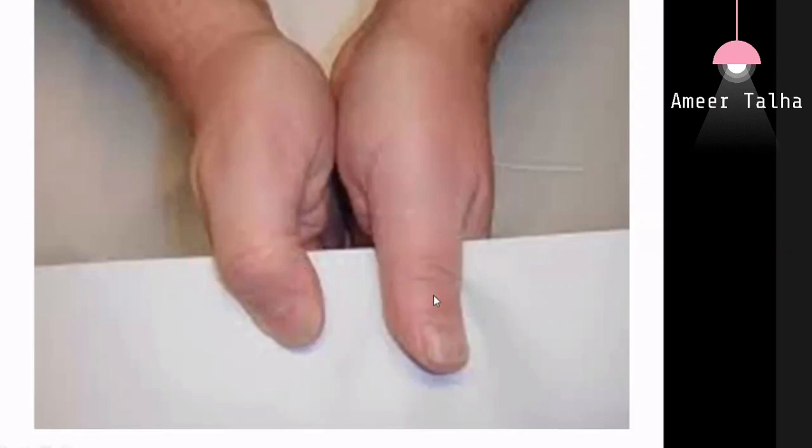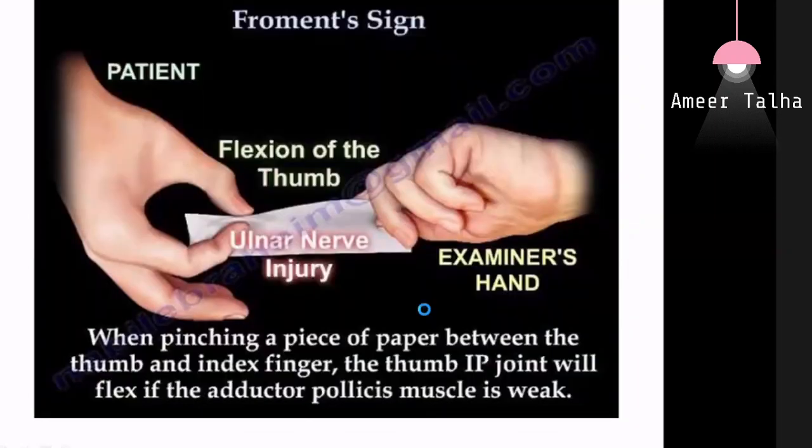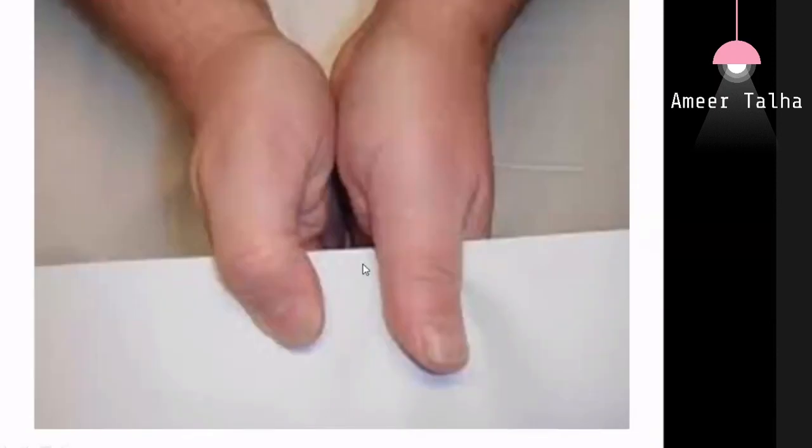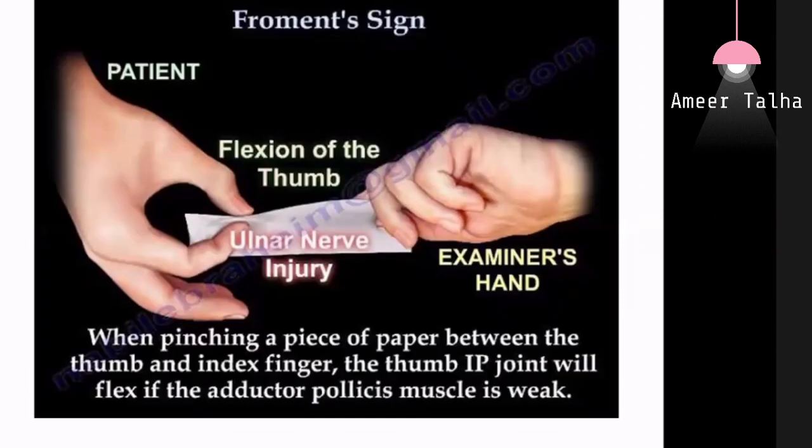And this is the testing of palmar interossei. Okay, that is the paper holding test. This side is the normal one, in which there is a proper grip, and on this side the adduction is missing. So the grip to the paper during adduction of the fingers is not complete. Okay, we're seeing it two slides later.